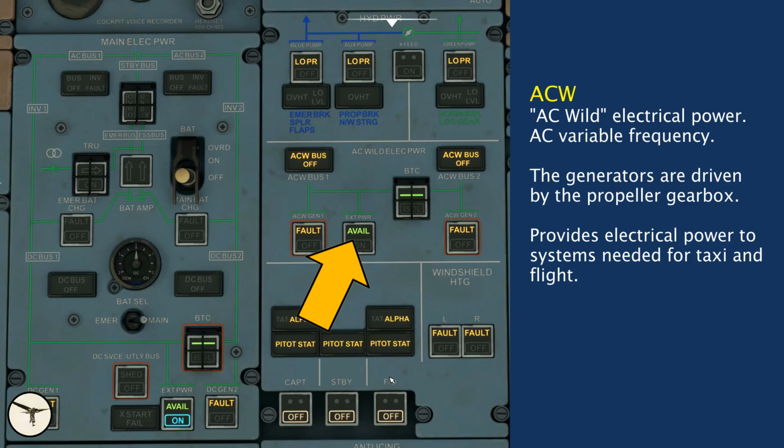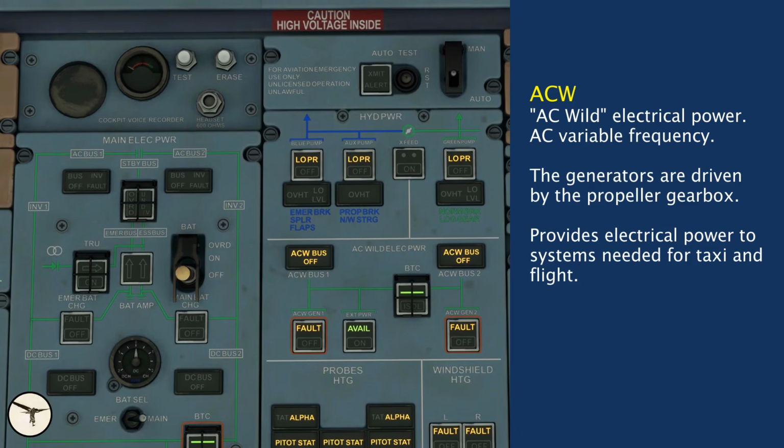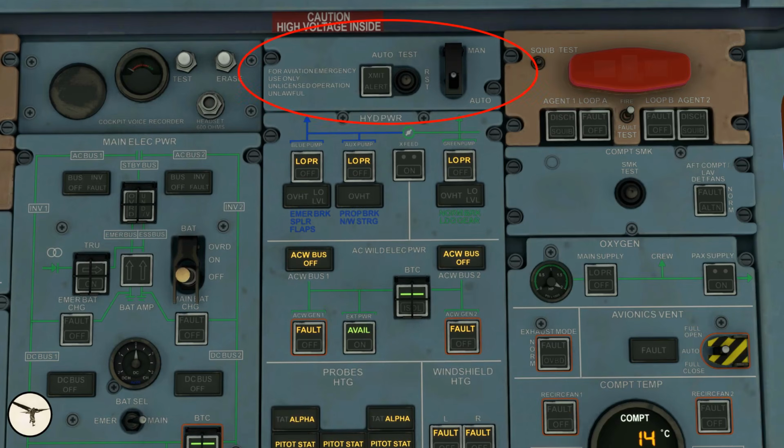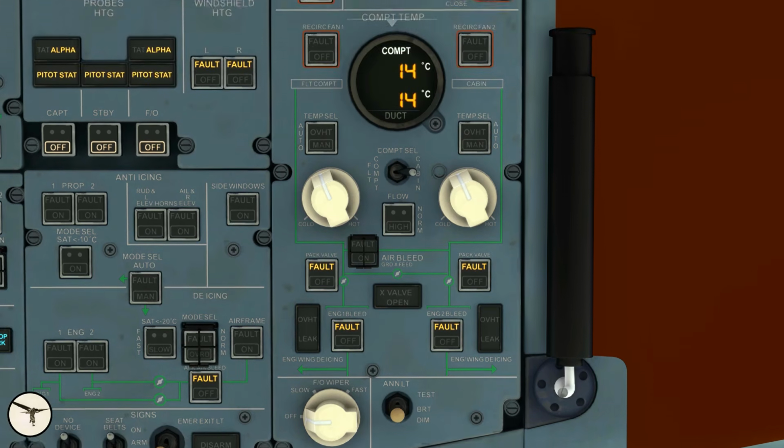We disregard the available light for AC wild external power. Normally we never see this light, as AC wild ground power is only used by maintenance. The emergency locator shall not be tested, as it will send a distress signal on the emergency frequencies. Final row, pneumatics and air conditioning panel looks good.